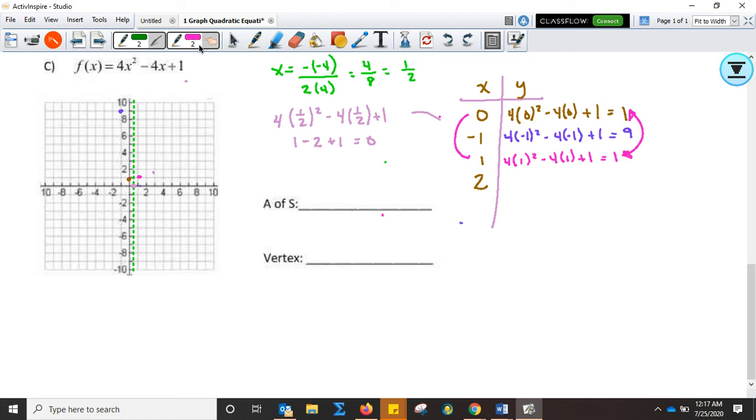Okay, so then when I plug in 2, what do you think the answer is going to be? Should be 9. Because it's the same distance from the vertex. It's 1.5 over, half 1 and 1.5 over. And then just sketch the graph. Your axis of symmetry, x equals 1/2. Your vertex is 1/2, 0.